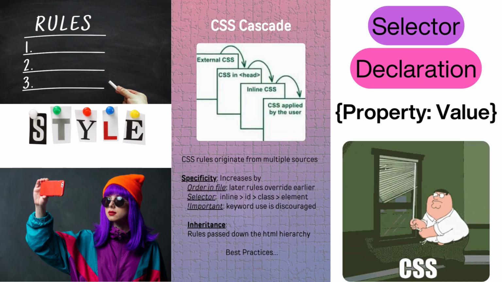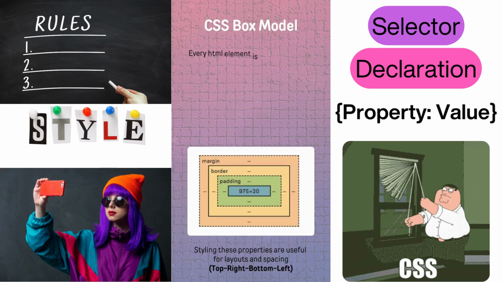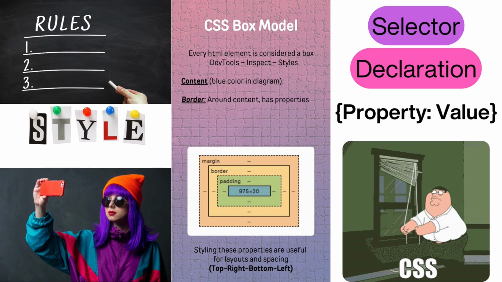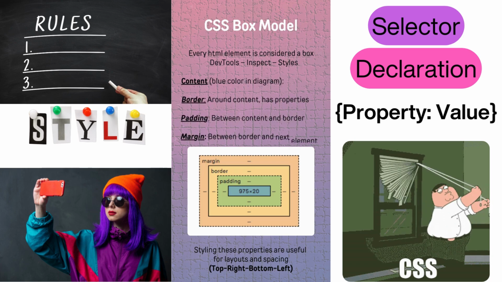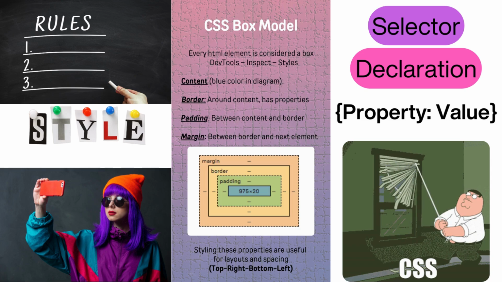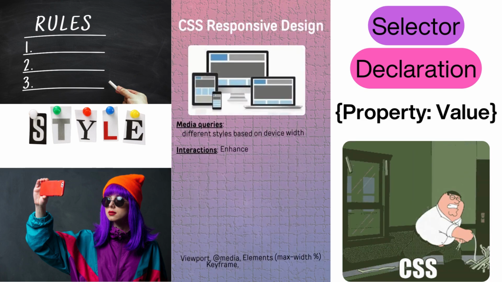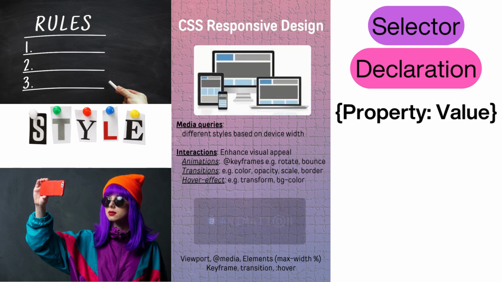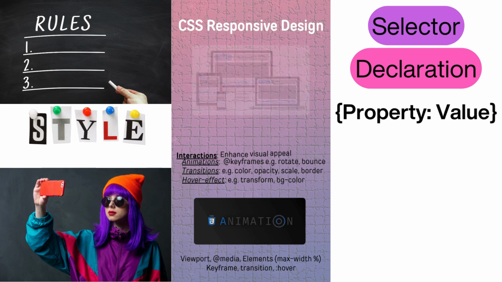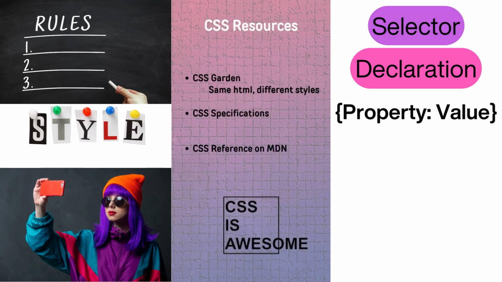These CSS rules come from many places, forming a cascade with specific orders, and they are passed down by inheritance from the HTML hierarchy. Every HTML element is represented by a box, with the innermost element surrounded by a border that separates the outer margin from the inner padding. Styling the top, right, center, and bottom is useful for layouts and spacing. CSS uses media queries to improve responsive design by adapting websites to different screen sizes, and uses interactions to improve their user experience. Take advantage of CSS resources out there like CSS Garden, specifications, and references.